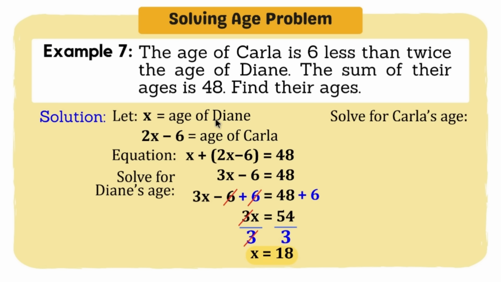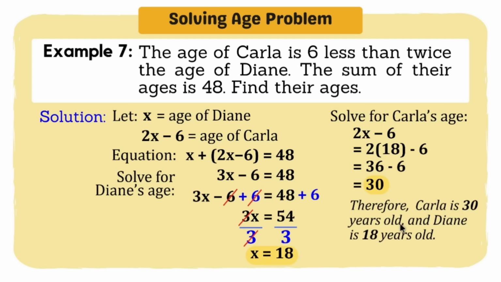Okay, now how about the age of Carla? So using 2x minus 6, we can substitute the value of x is 18. So 2 times 18 will be 36. Minus 6, it will now be 30. Okay, so the age of Carla is 30. Therefore, Carla is 30 years old and Dayan is 18 years old.